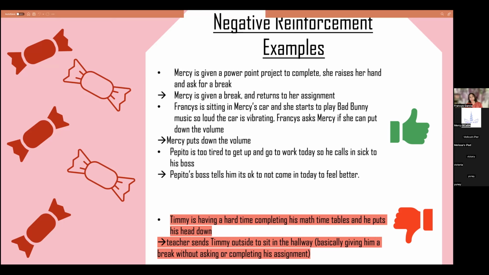So she is reinforcing the putting the head down behavior instead of, hey, I want a break. Can I have a break? Or, after you do this, then you can have a break, which is the kind of consequence we would want. So in this situation, what's being reinforced is him putting his head down. So in the future, Timmy is probably going to put his head down more often to be able to escape completing his timetables. I hope everybody is understanding. So I'm going to keep going.